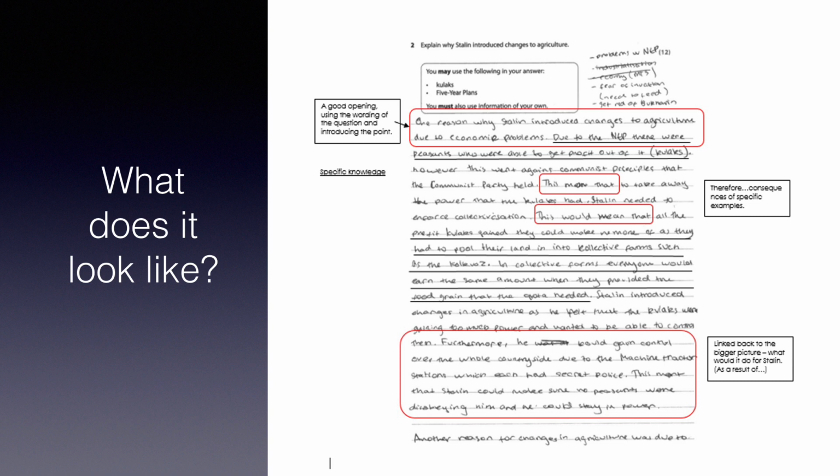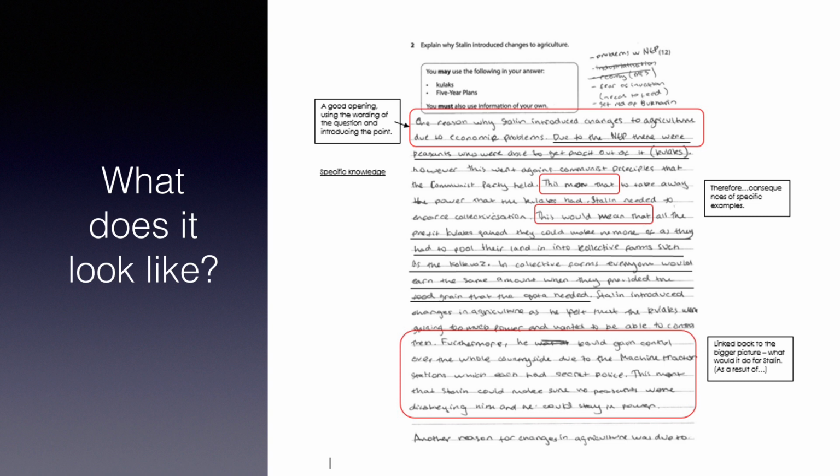This means that, so this is where they're now starting to do their explanation. It would take away the power that the kulaks had. Stalin needed to enforce collectivization. This would mean that all the profit kulaks gained, they could make no more of, as they had to pool their land into collective farms such as the kolkhoz. In collective farms, everyone would earn the same amount when they provided the food grain that the quota needed. So that's using their specific knowledge.